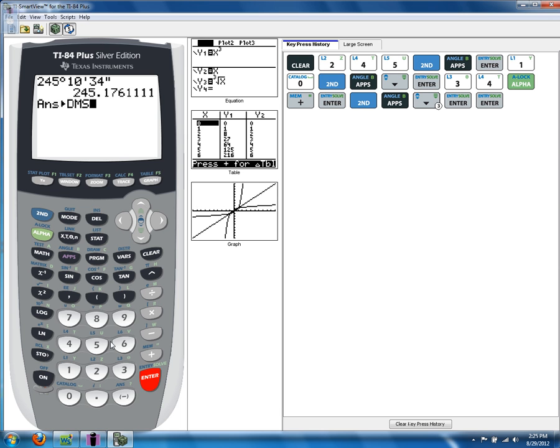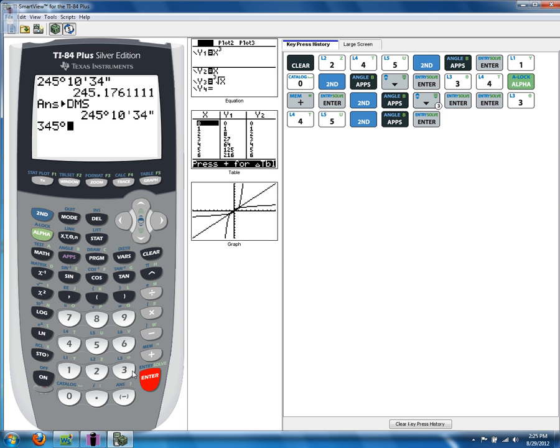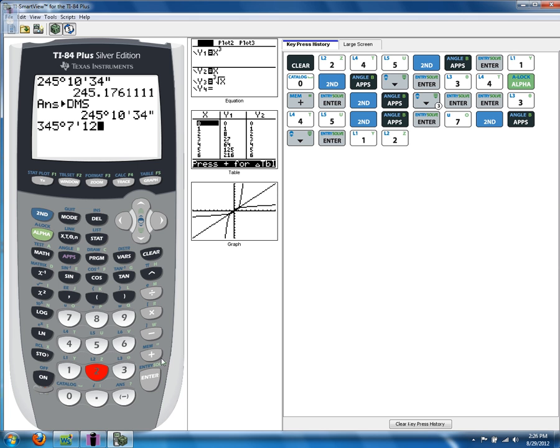So let's say I have 345 degrees. So I'm going to do 345. This is the degrees. So I'll hit enter. And I have, say, 7 minutes. 7. I'm going to go to minutes. Minutes are in the angle menu also. That's here. And then the seconds. Let's say I have 12 seconds. The seconds are here. So I did alpha and then the plus button. The 345 degrees, 7 minutes, 12 seconds, and then I can convert that to decimal, 345.12.